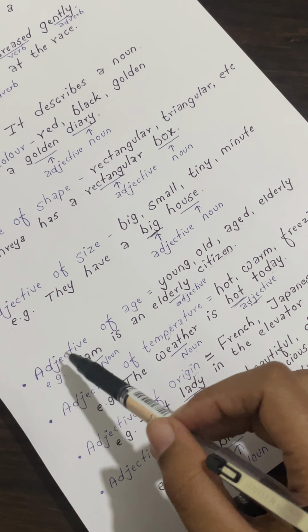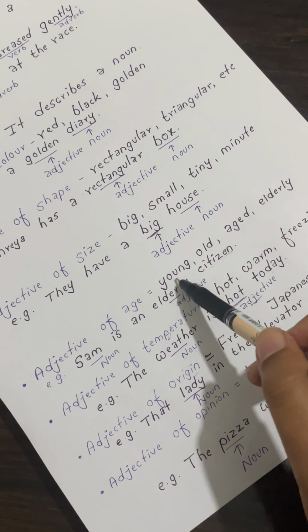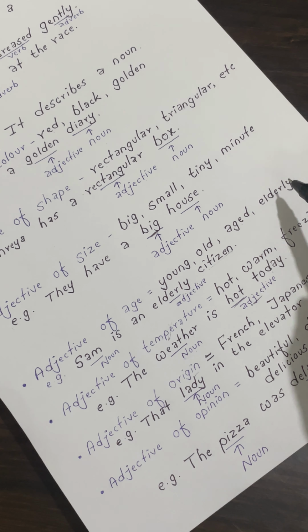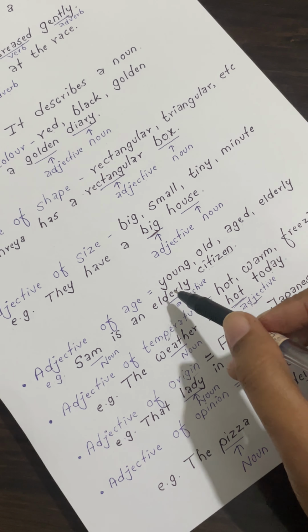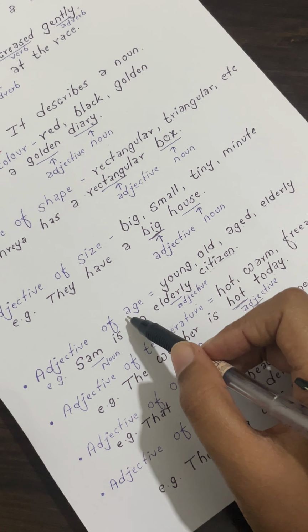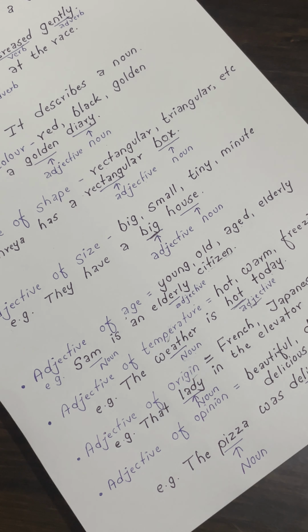Then we have adjective of age such as young, old, aged, elderly. For example, Sam is an elderly citizen. Here elderly is an adjective related to age and citizen is a noun.